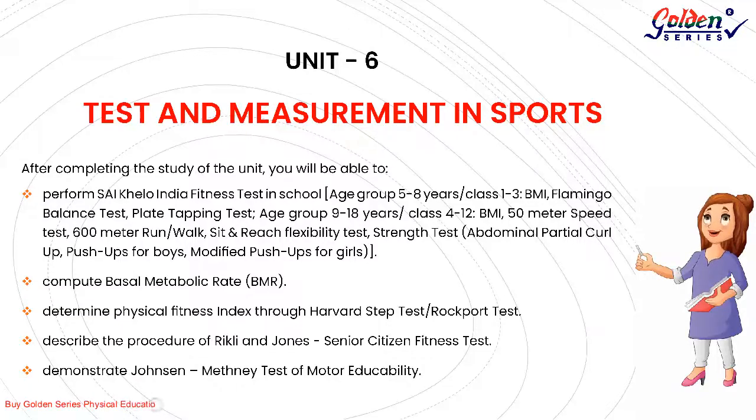Unit 6. Test and Measurement in Sports. After completing the study of the unit, you will be able to perform SAI Khelo India Fitness Test in School, age group 5 to 8 years, class 1 to 3: BMI, Flamingo Balance Test, Plate Tapping Test. Age group 9 to 18 years, class 4 to 12: BMI, 50-meter speed test, 600-meter run walk, sit and reach flexibility test, strength test, abdominal partial curl-up, push-ups for boys, modified push-ups for girls.